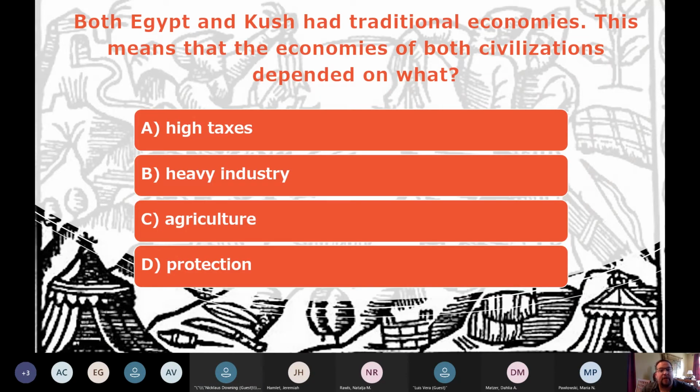Both Egypt and the Kush had traditional economies. This means that the economies of both civilizations developed what? High taxes, heavy industry, agriculture, or protection. What does it mean to have a traditional economy? Let's see. Rhea, do you want to try again? Yeah, it's C. They're farmers. Good. They're farmers. They're agriculture. Good job.